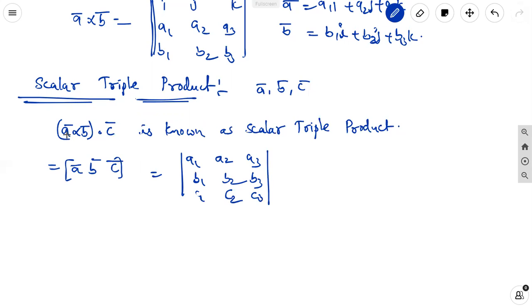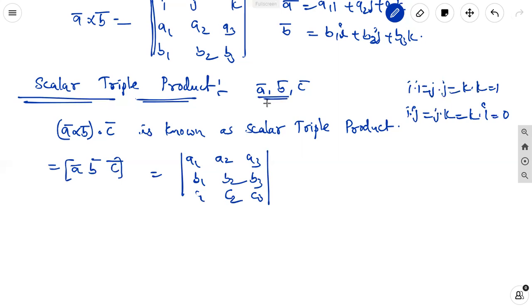Why? Because after the cross product we get a vector, and vector dot vector gives a scalar. We know that I dot I equals J dot J equals K dot K equals 1. So the dot product of the same two vectors gives 1, and for the others, I dot J equals J dot K equals K dot I equals 0. From that we get a scalar value. It's not a vector, so it is said to be the scalar triple product.